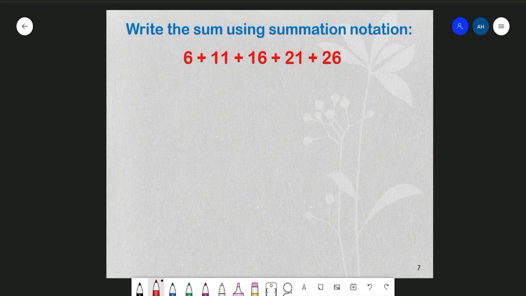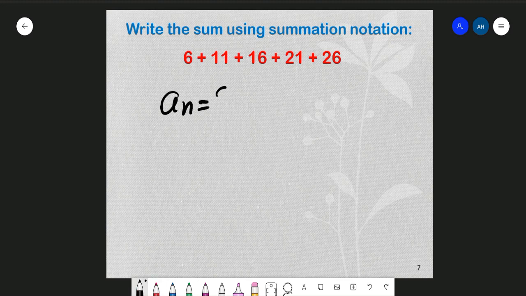In this example, we are given a series written in a form like this. That is the sum of numbers: 6 plus 11 plus 16 plus 21 plus 26. The question is asking us to write the sum using summation notation. Before we can do that, we have to be able to write down what is our a_n. What is a_n in this case?